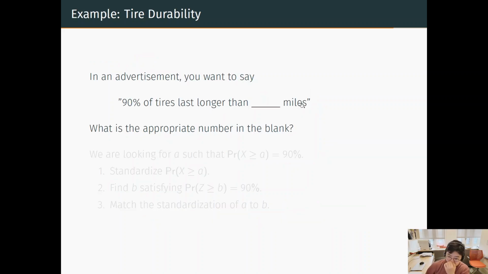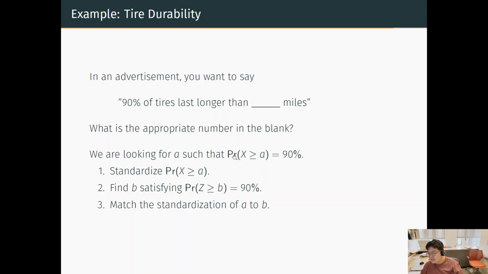Additional exercises. We need to think about percentiles. So now suppose that you want to say that 90% of tires last longer than a certain number of miles based on your distribution. What is the appropriate number in here? Right? So 90% of tires last longer than this many miles. That means you can write this like this. You are going to write A here. If you write A here, A must satisfy: probability greater than A is 90%.